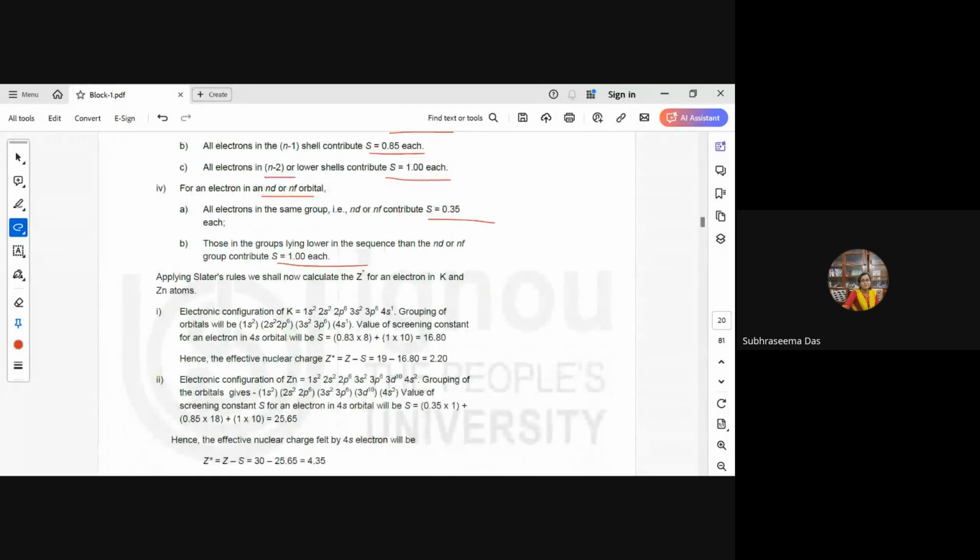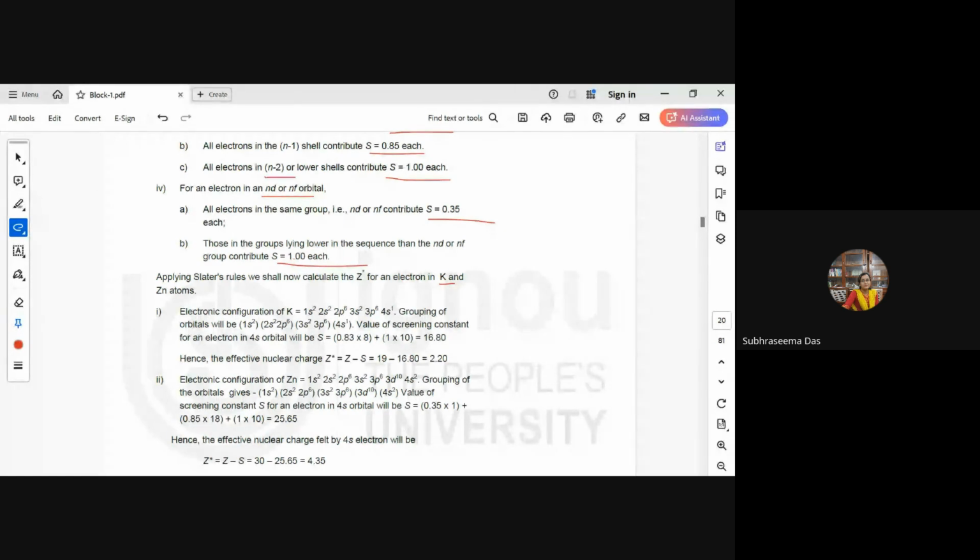So here, for example, an example has been shown for the calculation of Z star for an electron in potassium and zinc. So we will consider the case of potassium. First we will write the ground state electronic configuration for potassium. Here it is written as 1s2, 2s2, 2p6, 3s2, 3p6, 4s1.